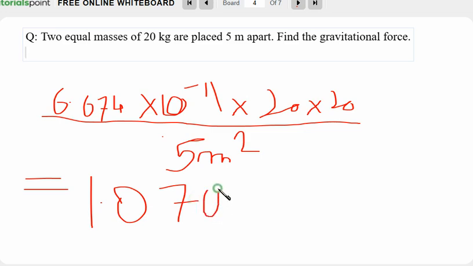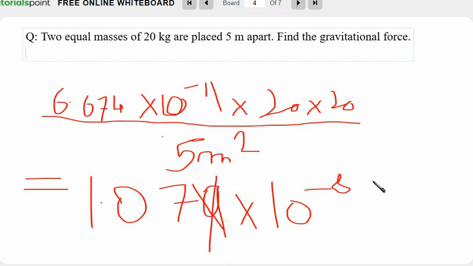So the approximate answer of this question will be 1.079 into 10 to the power minus 8. Wait, let me check a bit. It was close, but the true answer is 1.07 into 10 to the power minus 9. A slight mistake. So the answer is 1.07 into 10 to the power minus 9, the gravitational force between these two masses. Now we move on to the fourth question.